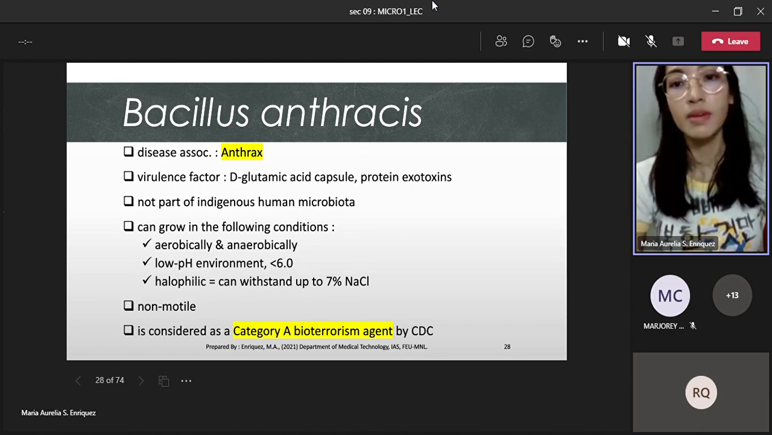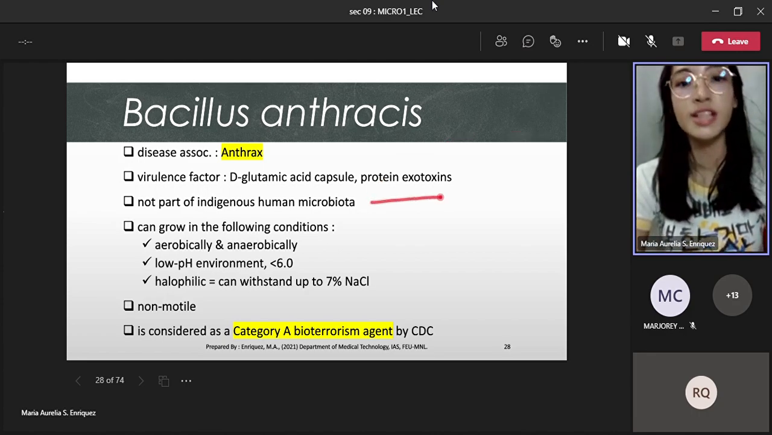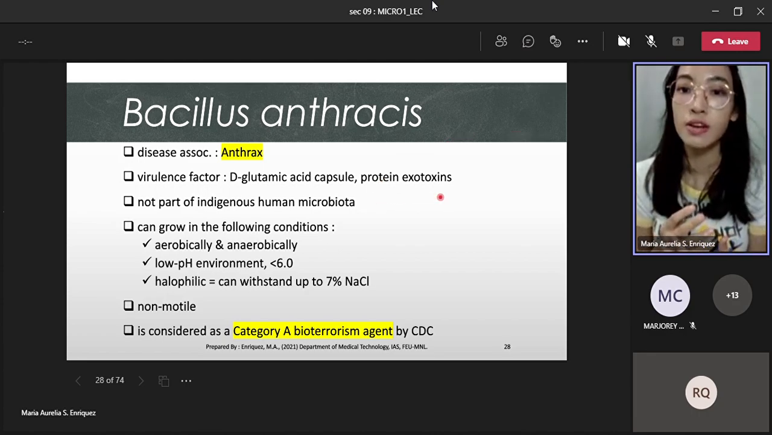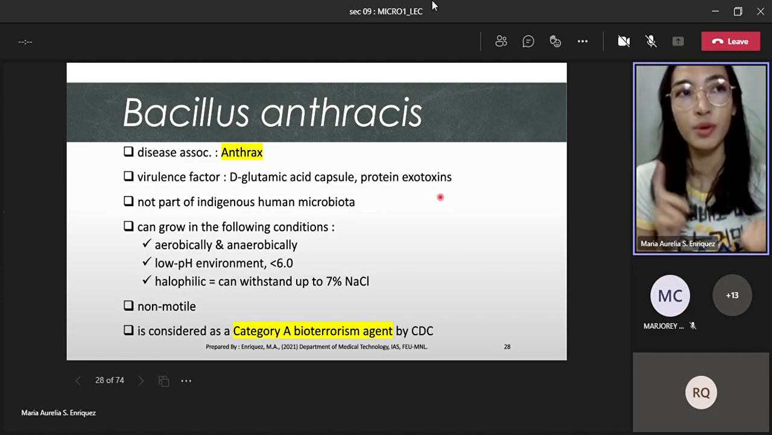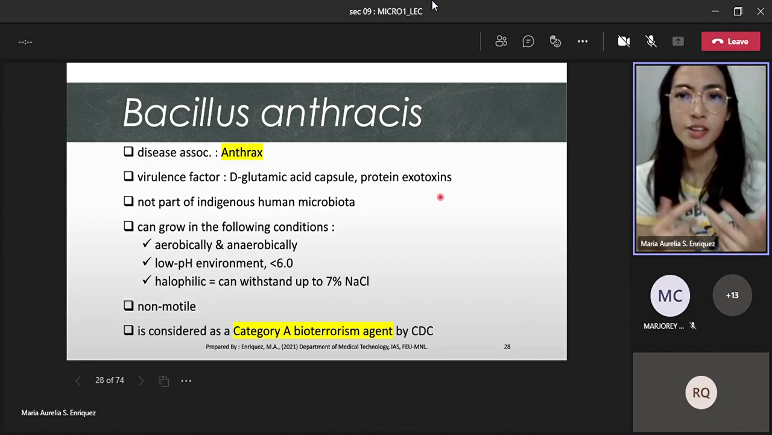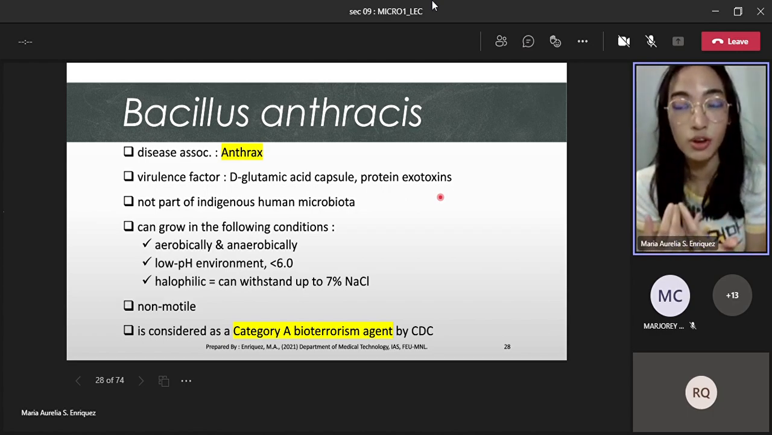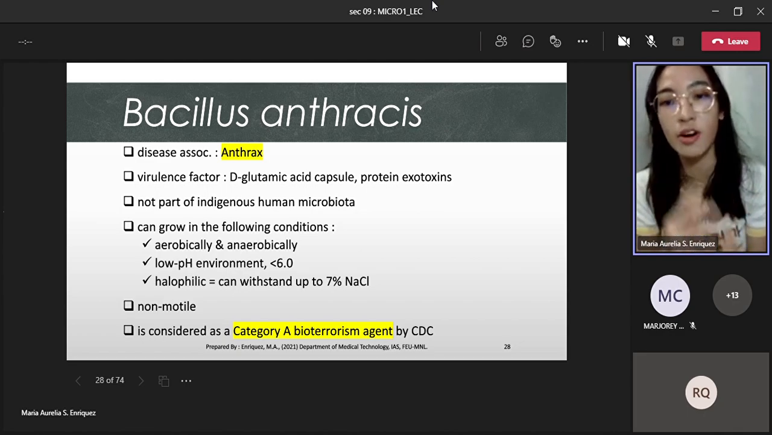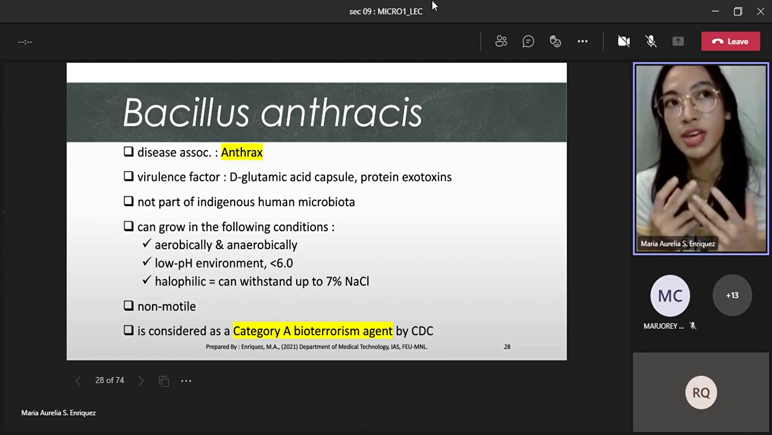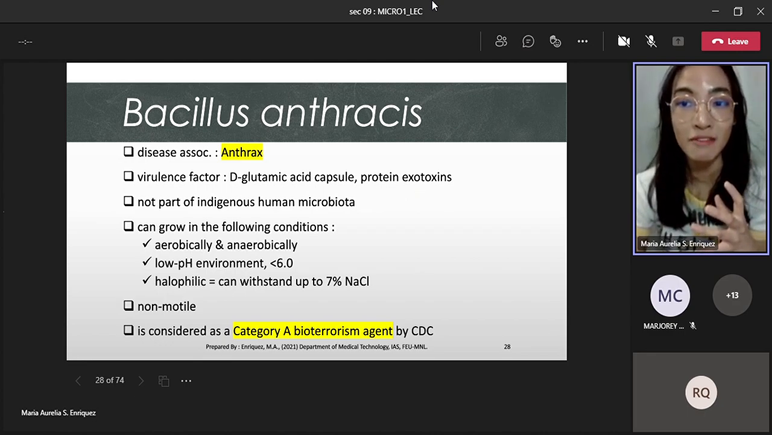Meanwhile, these are the protein exotoxins mentioned. The anthrax toxin consists of three proteins: protective antigen, edema factor (EF), and lethal factor (LF). Each of them individually is non-toxic, but together they can act synergistically to produce damaging effects.